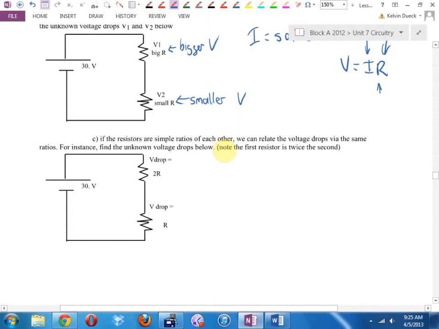If they are simple ratios of each other, we can relate the voltage drops via the same ratios. For instance, find the voltage drops below if you know the first resistor is twice as big as the second. So if the resistor is bigger, we said that the voltage is bigger. If it's twice as big, you know what? It's going to be 20 volts and 10 volts if I'm dealing with 30 volts. It's the only way I can do a twice as big split.